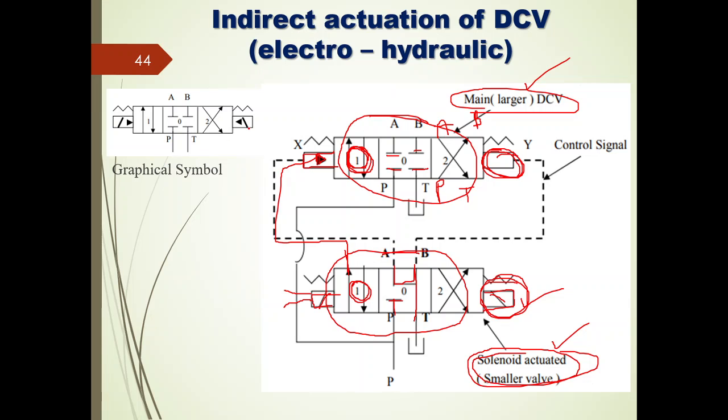So this is the graphical symbol of the indirect actuation of a direction control valve, right? If, along with this filled triangle, I show a cross line here, this is called the indirect actuation of a direction control valve.